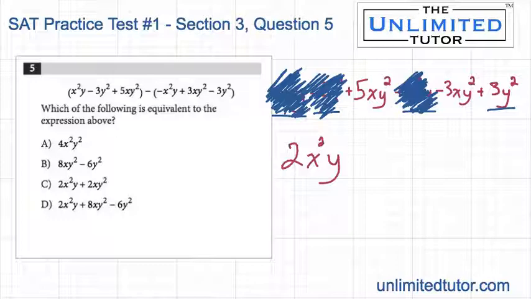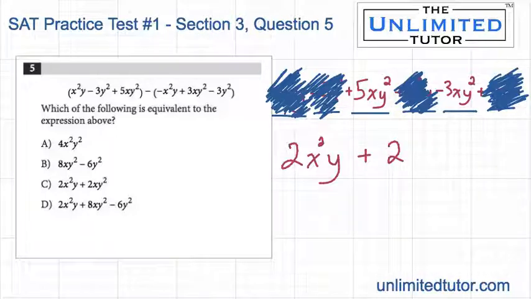Great. And I'm left with just 5xy squared minus 3xy squared. 5xy squared minus 3xy squared is 2xy squared. I apologize, I misspoke earlier. And then that's it. That's what we're left with. I can't combine those anymore, and I see that actually matches up with answer choice C, which is the correct answer. Answer choice C.